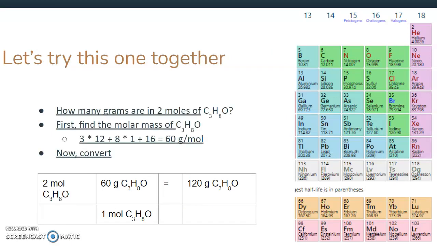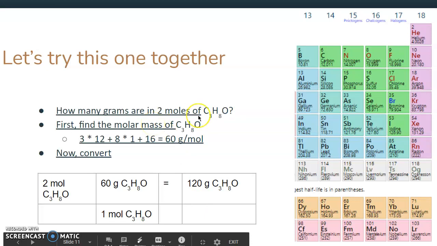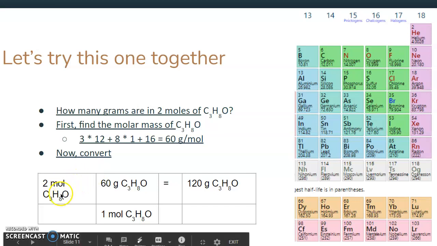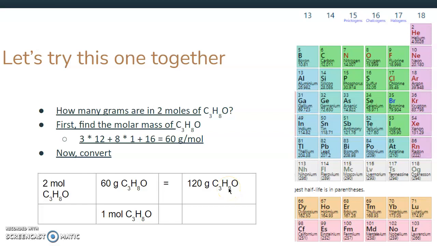We're going to write this one down. So what about the amount of grams in 2 moles of acetone, which is the fancy word to say this. So we're going to find the molar mass of acetone. We're going to need 3 times however much carbon weighs, so 3 times 12, 8 times how much hydrogen weighs, which is 1, and then plus 16. So this ends up being 60 grams per mole, and then we just get to convert it. So 2 moles of acetone, we're going to put our moles on the bottom so they cancel, is 60 grams, so we get 120 grams of acetone.